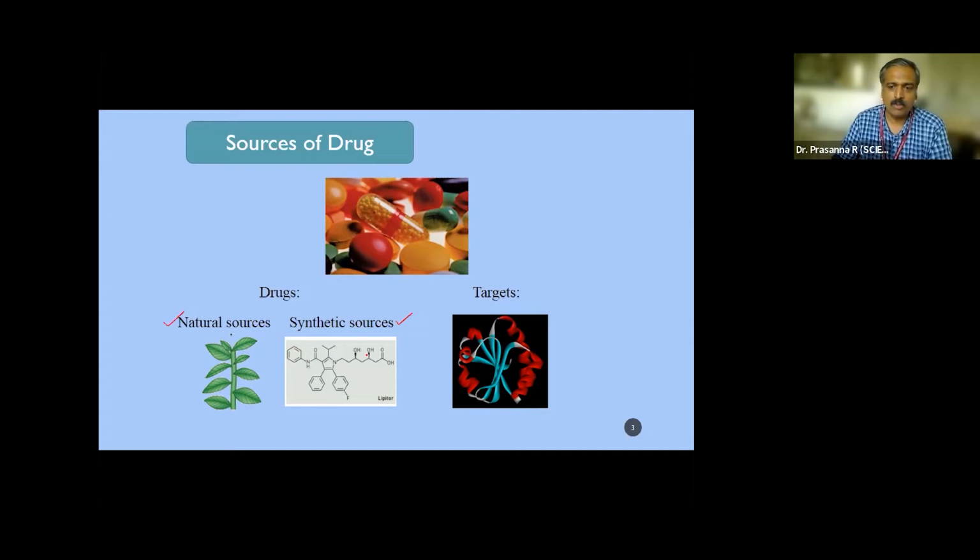So how does the drug act? It acts on a target. Each drug will have its own target. The target is basically an enzyme, or a protein, or a DNA, or an RNA. It can be of any sort. So it can go and sit there and ensure that the undesired health issues are being taken into consideration.